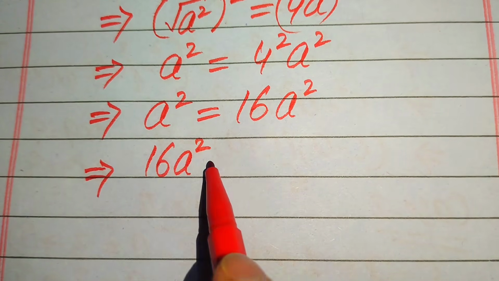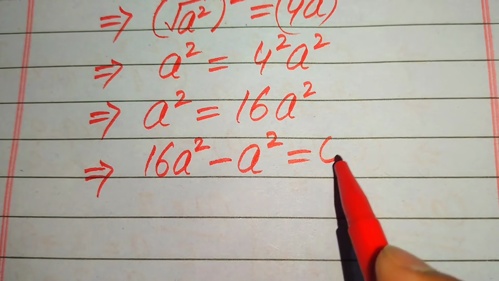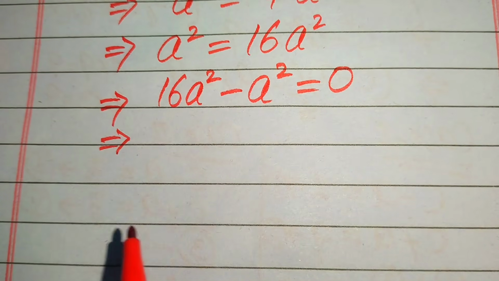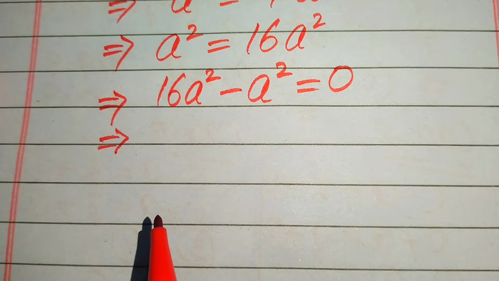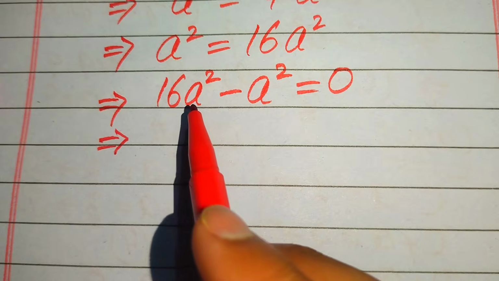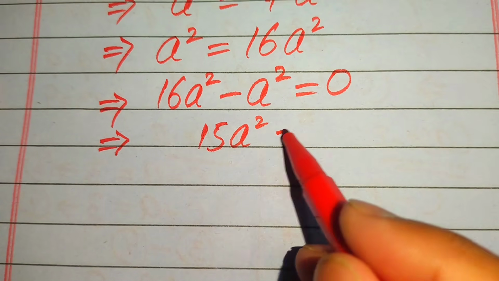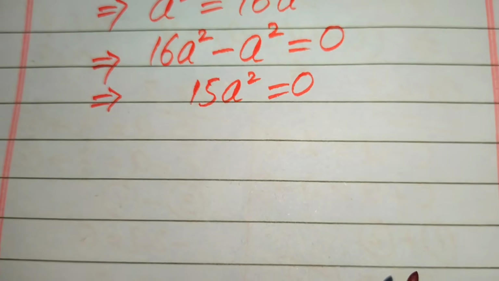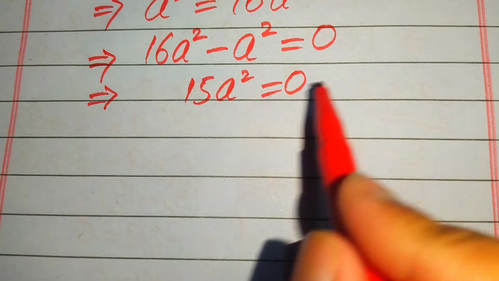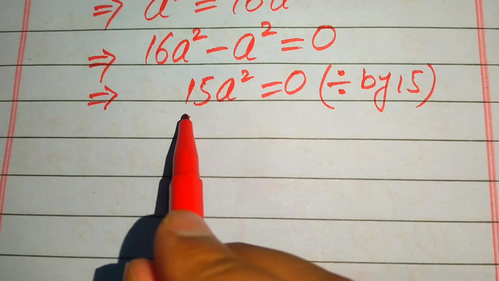Positive a square, when we move it to the right hand side, becomes negative a square, and this whole equation is equal to 0. You see that both of these terms are like terms, in other words the same variable terms. So we subtract them and we get 16a square minus a square becomes 15a square is equal to 0. Now for the values of a, we divide both sides by 15 in order to remove this 15.